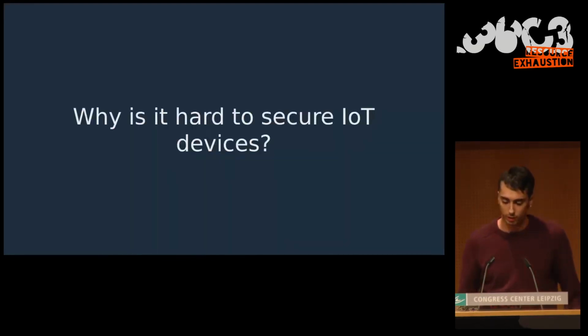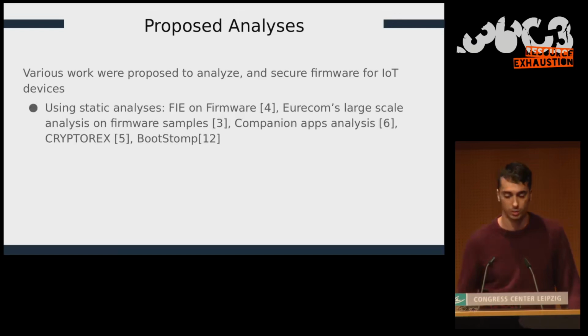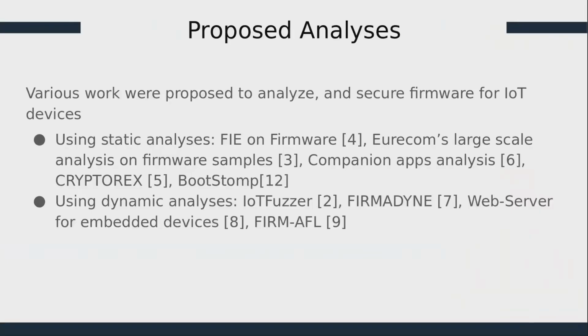So, to come back to the question, why is it hard to secure IoT devices? Well, the answer is that IoT devices are in practice very diverse. Of course, various works have been proposed to analyze and secure firmware for IoT devices. Some of them use static analysis, others use dynamic analysis, and several others use a combination of both. Here I wrote several of them. At the end of the presentation, there is a bibliography with the titles of these works.